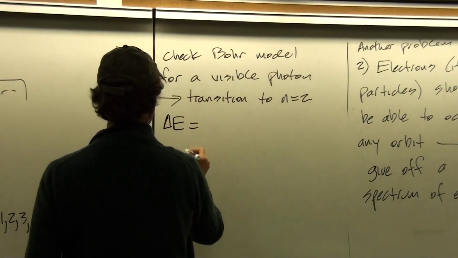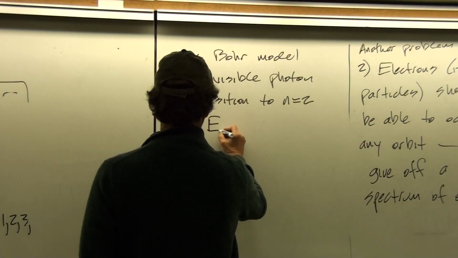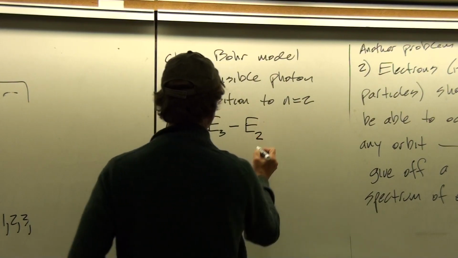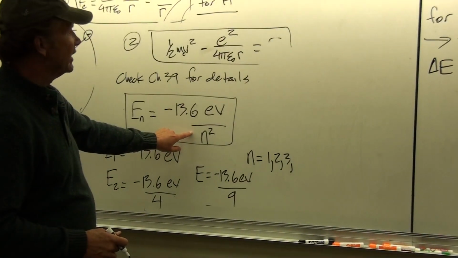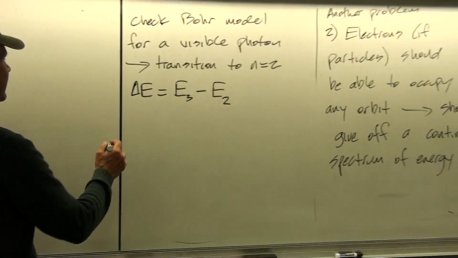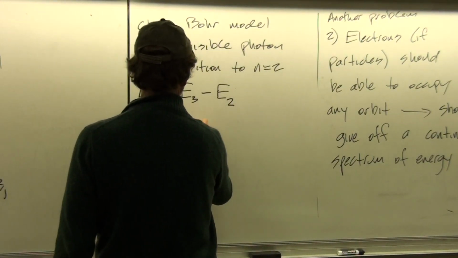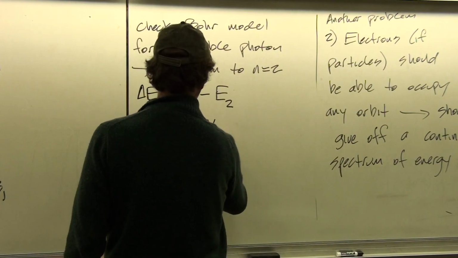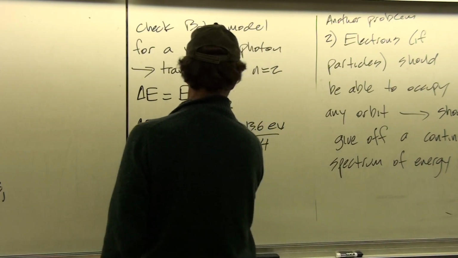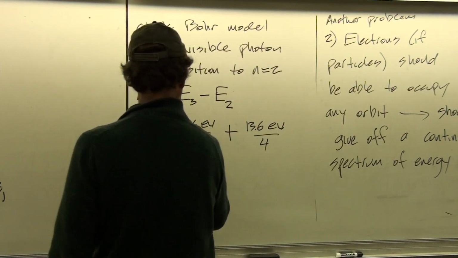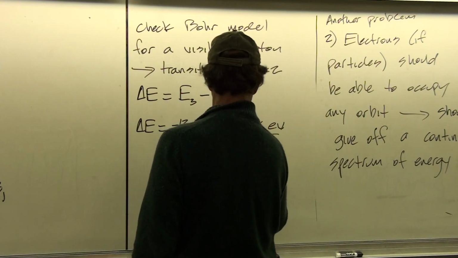Delta E here is going to be equal to E3 minus E2. So we're in the third excited state. We're going to go to the second excited state. And associated with that, we'd have a change in energy, a difference in energy, equal to minus 13.6 eV over 9 minus a negative 13.6 eV over 4. And so that would give us 13.6 times 1/4 minus 1/9.